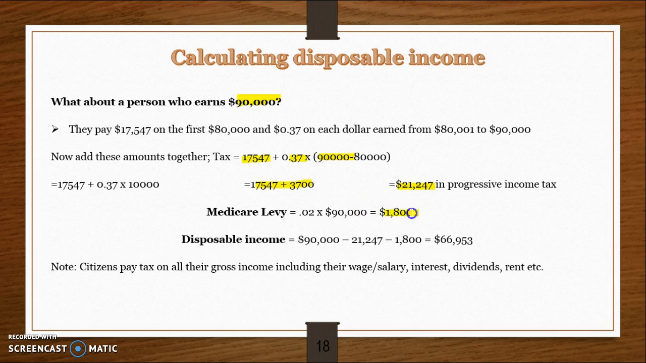You'd pay another 1,800 in the Medicare levy because it's 2% of 90,000. Therefore, your disposable income is 66,953.